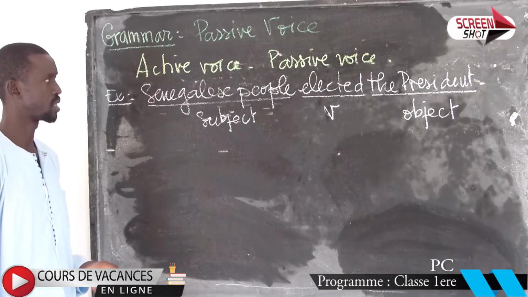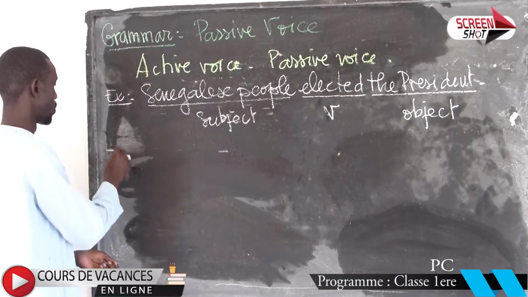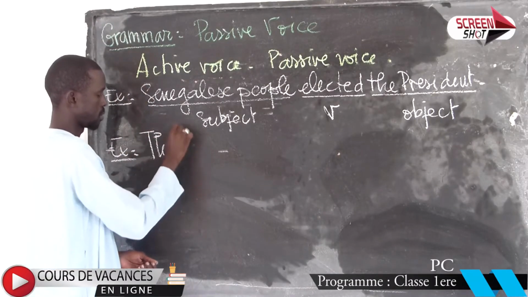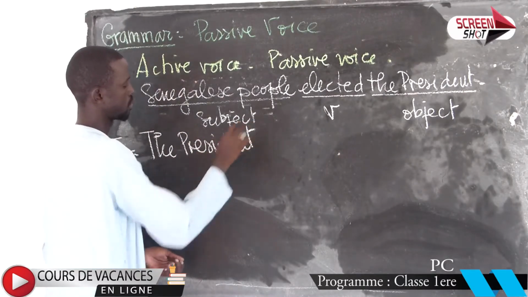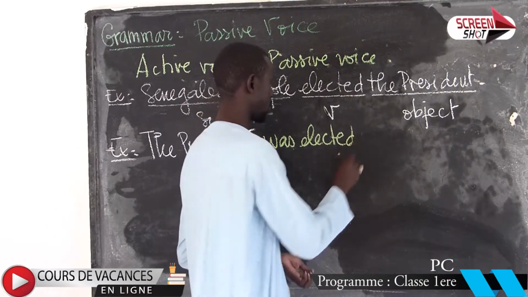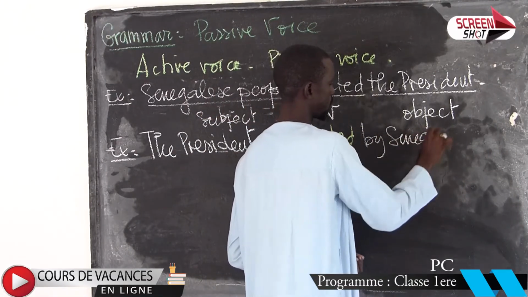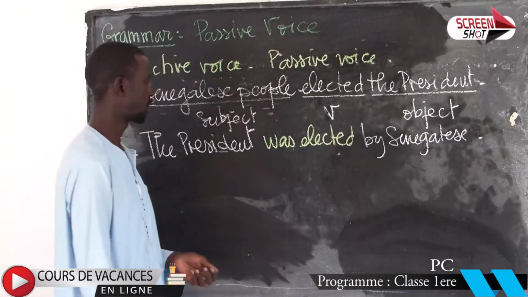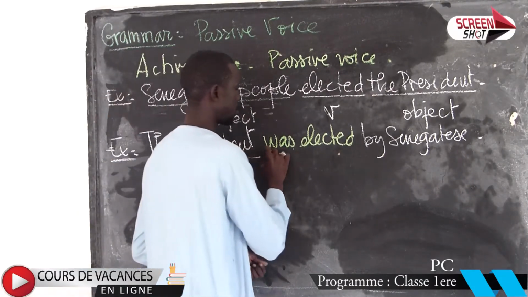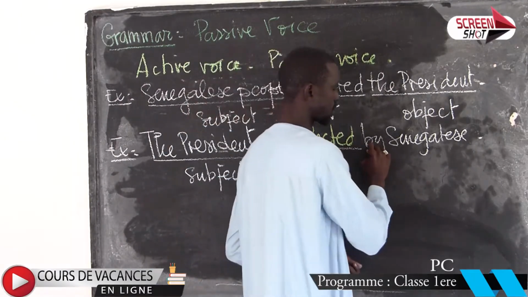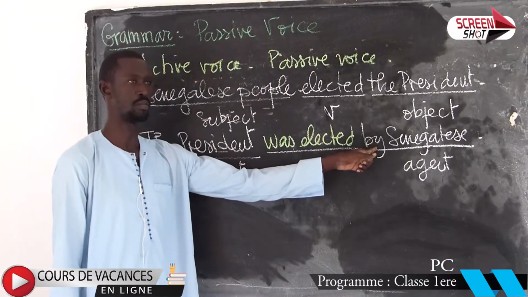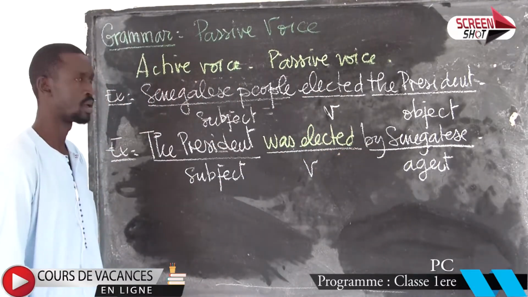But now, we can have an example of a sentence in the passive voice. For example, the president was elected by Senegalese people. So here we have the subject, we have the verb, and then this is what we call the agent. We have the agent introduced by the preposition by. That is the difference between the passive voice and the active voice.